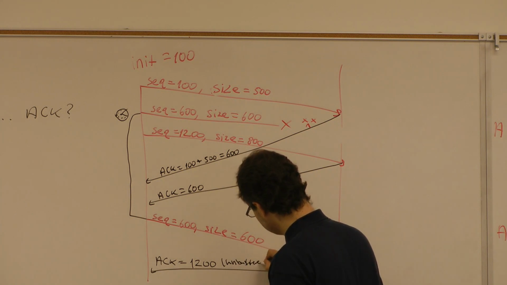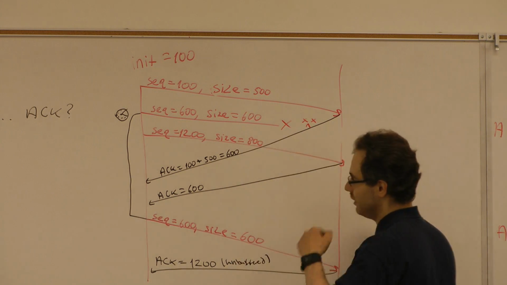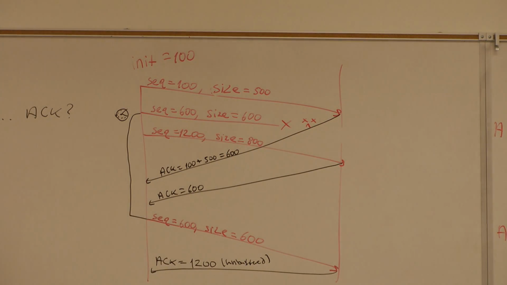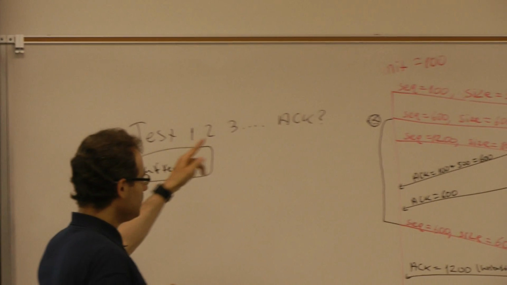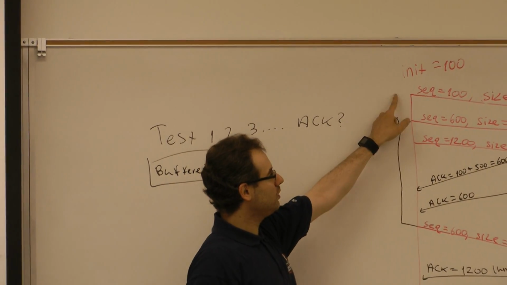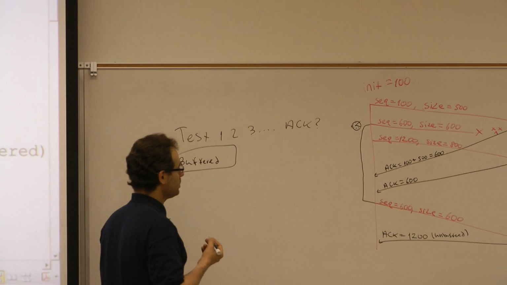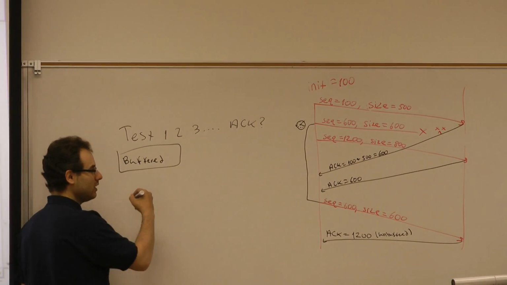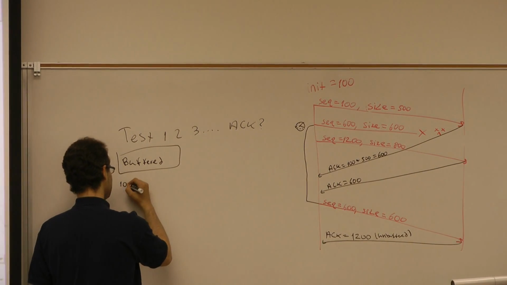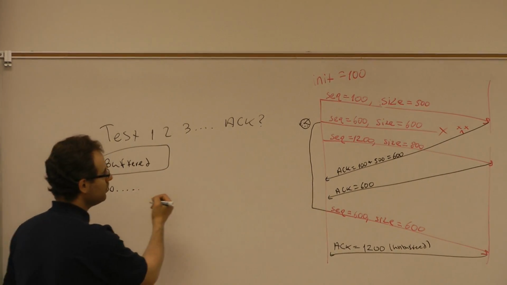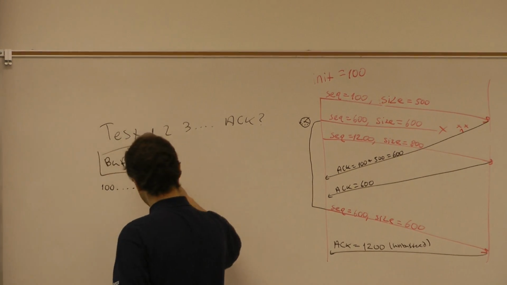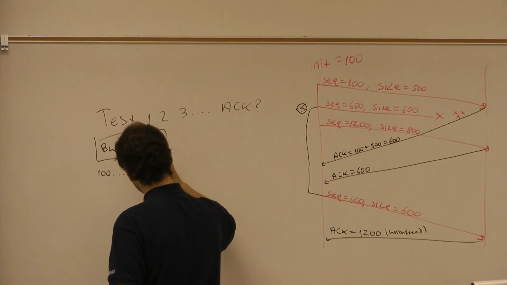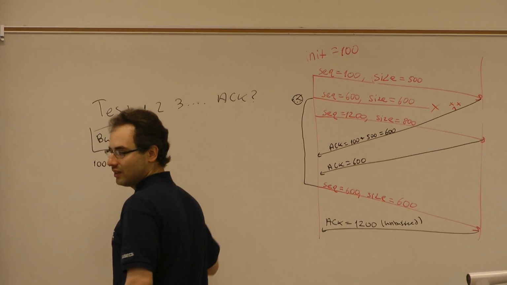Unbuffered. Now, if this was buffered, let's take a look at the buffered case, because that's always relevant. How would things look? Well, first I get a sequence number of 100, and its size is 500. So what do I know? I get everything from 100 all the way up to 599. Looks good, right?